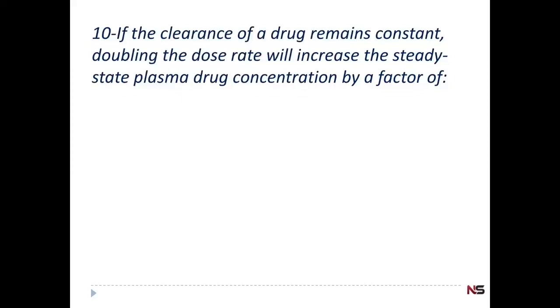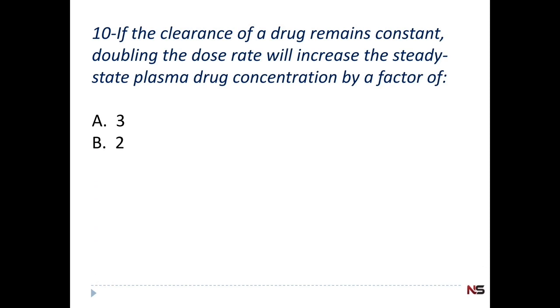We are moving to the next question, question number 10. If the clearance of a drug remains constant, doubling the dose rate will increase the steady state plasma drug concentration by a factor of. For this, we should know the relation between steady state plasma drug concentration, clearance, and dose rate. We will go through the options first. The first option, 3. When we double the dose rate and the clearance remains constant, the steady state plasma drug concentration should increase by a factor of 3. Option A is that one.